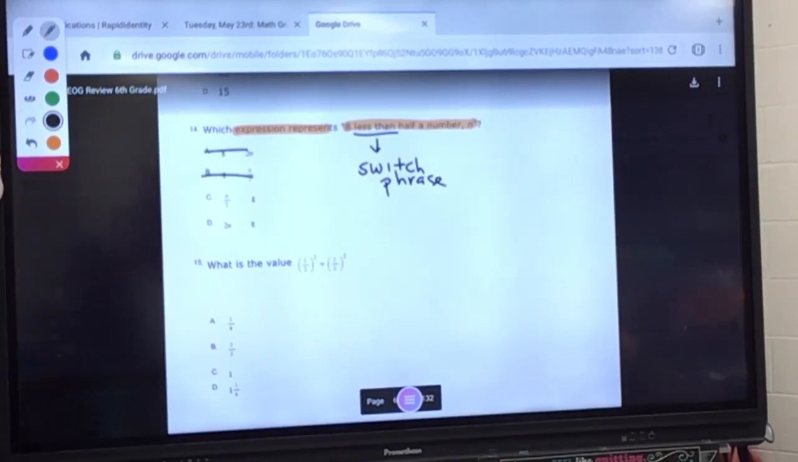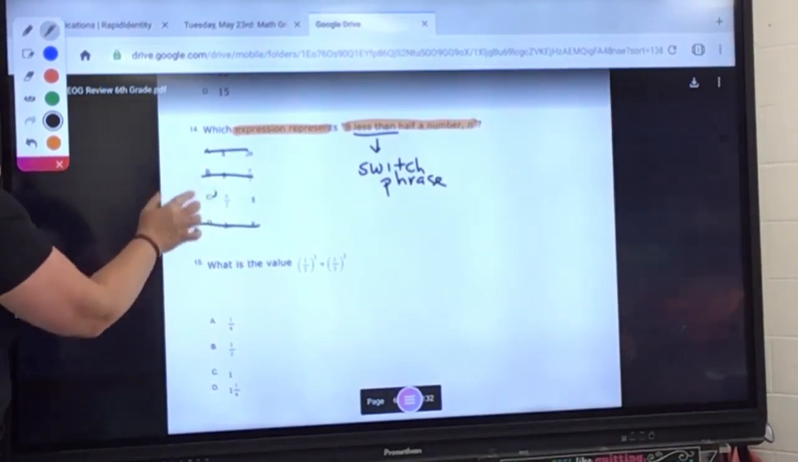And then I just have to figure out, is it C or is it D? So it says 8 less than half a number. So if I was multiplying, what would I multiply by? Okay, Emma? 2x. No, if I was multiplying by half, what am I going to multiply by? Kaylee? 5/10, 0.5, half as a fraction. So this one is wrong. Okay? So the correct answer is going to be C.